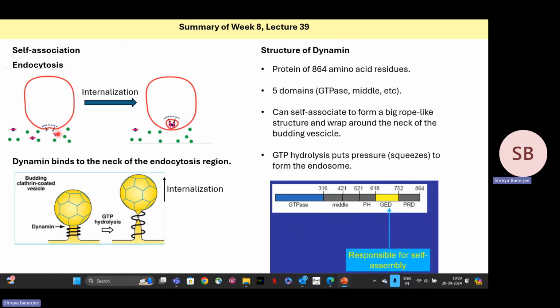The compound that needs to go inside the cell binds to the receptors, and then the cell membrane kind of forms a small vesicle, and this vesicle is called the endosome, and through the endosome the compound can reach inside the cell. This is called internalization, and the process is called endocytosis. Because it is a specific receptor-ligand binding, only the ligand that needs to go inside the cell will go inside.